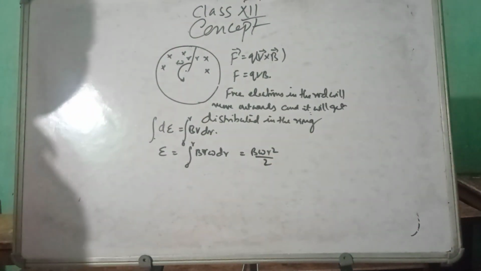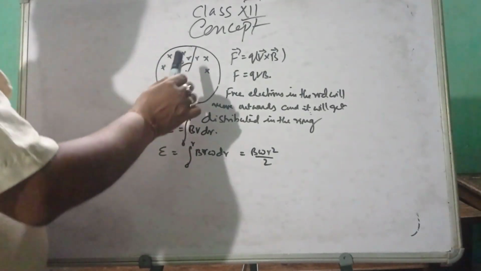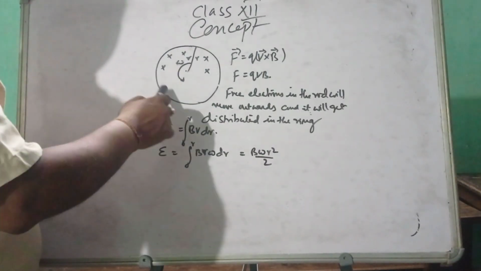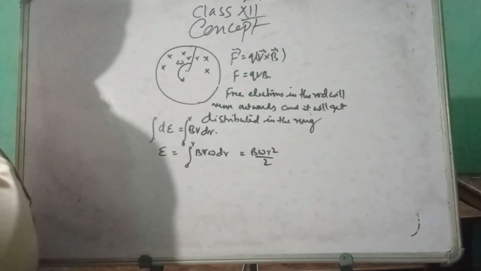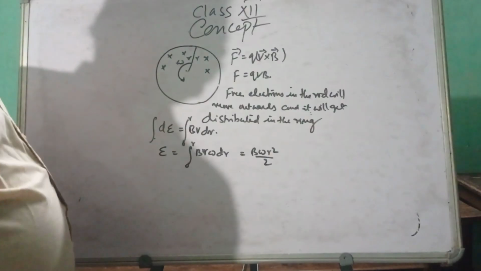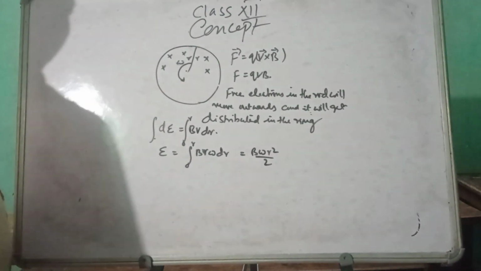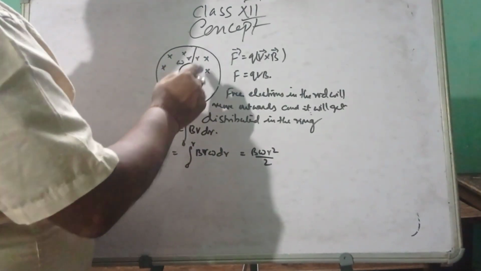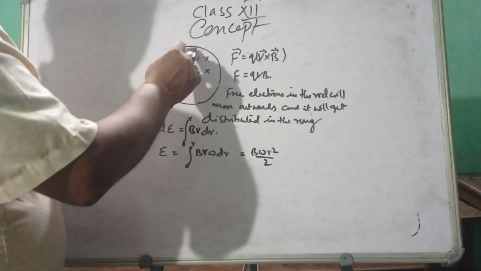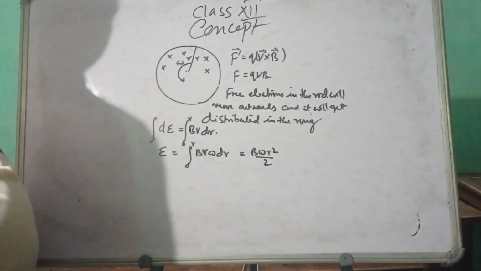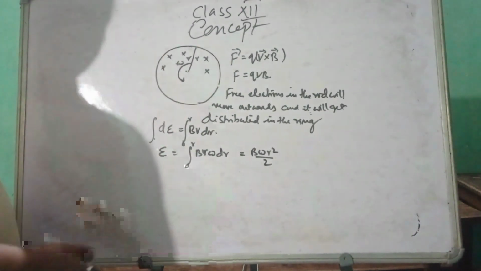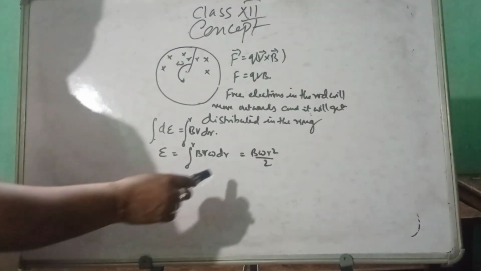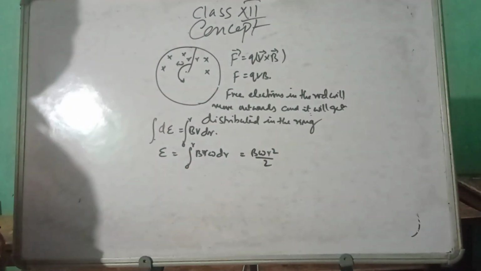So here you see that this is a ring, and it is in a uniform magnetic field. Now this rod is rotating in anti-clockwise direction with the angular speed omega. The free electrons in the rod will move outward, and it will get distributed in this ring. So an induced EMF is set up along the length of this rod R. The induced EMF is equal to B V dr, and when you integrate it from 0 to R, this is the induced EMF you are going to get.